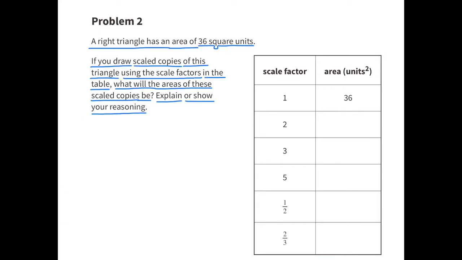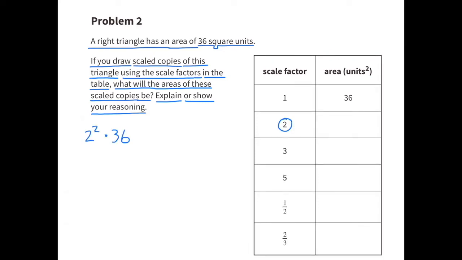We can start with the information that they've provided us in the table. On the left-hand column is the scale factor. On the right-hand column is the area in units squared. So with a scale factor of 1, or the original unit, the area is 36 square units, or 36 units squared.